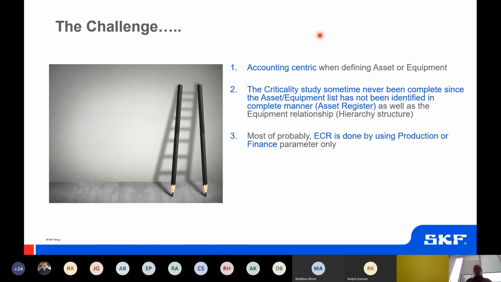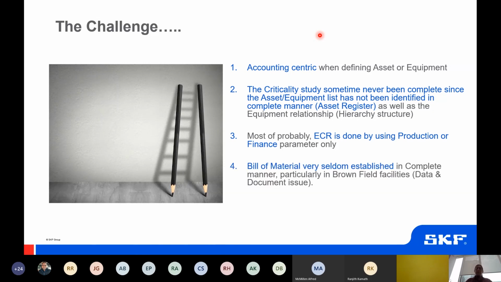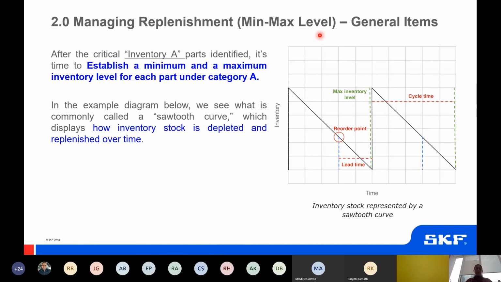And most probably the criticality ranking for the equipment only refers to the production or finance parameter. The bill of material is very seldom, especially if your organization is quite old, more than 20 or 30 years running in the field, and this will raise a data and document issue. Others that you may feel within yourself.